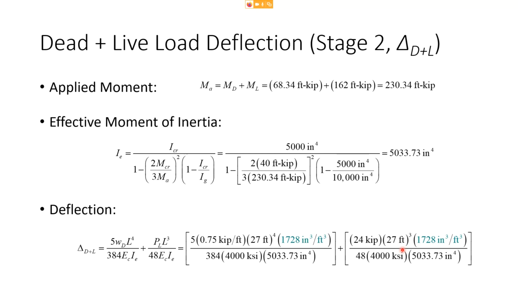And so here's the formula. We have 5WL to the 4th over 384 EI plus PL cubed over 48 EI. So that equals 5WL to the 4th over 384 EI: 0.75 kips per foot, 27-foot span, our conversion factor, 384, 4,000, moment of inertia from up here, plus PL cubed over 48 EI. P is 24 kips, L is 27, conversion factor, 48, 4,000, 5033.73.